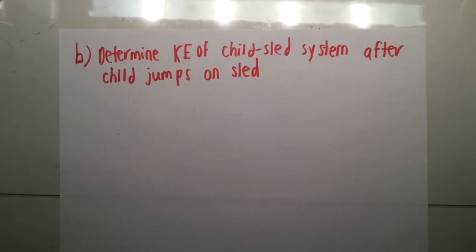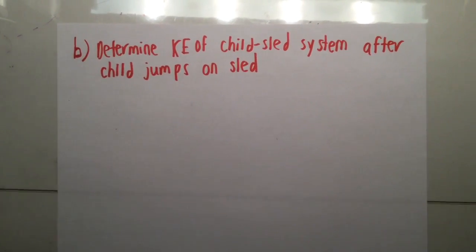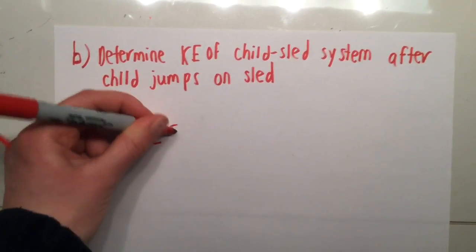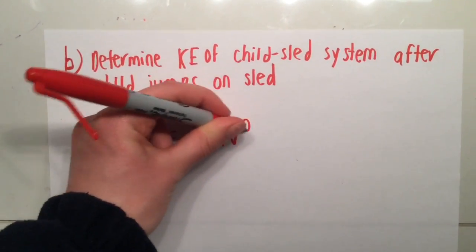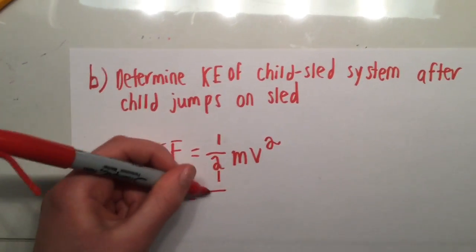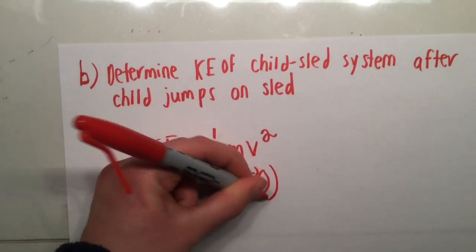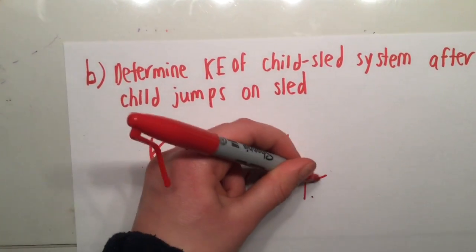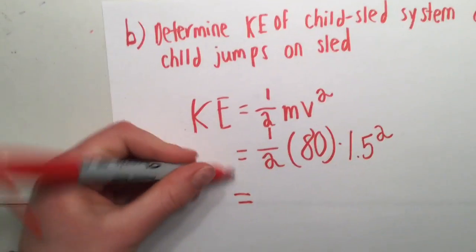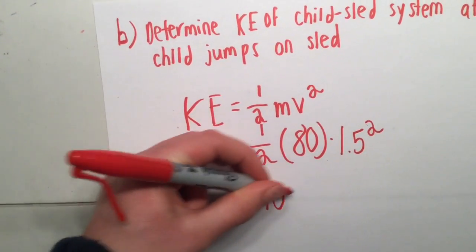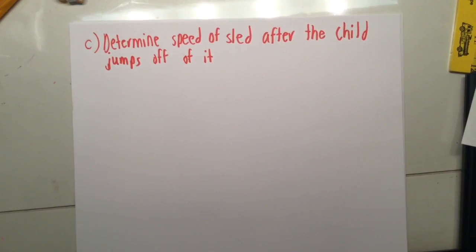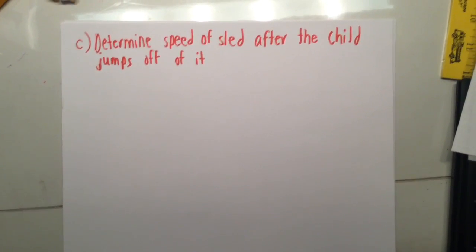Part B asks us to determine the kinetic energy of the child-sled system after the child jumps on the sled. So we know that KE, kinetic energy, is equal to 1/2 mv squared. Now we can simply plug in the values that we know. It's equal to 1/2 times the total mass, which is 80 kilograms, times 1.5 squared, which we found from part A. By multiplying, we find that the kinetic energy is approximately 90 joules.